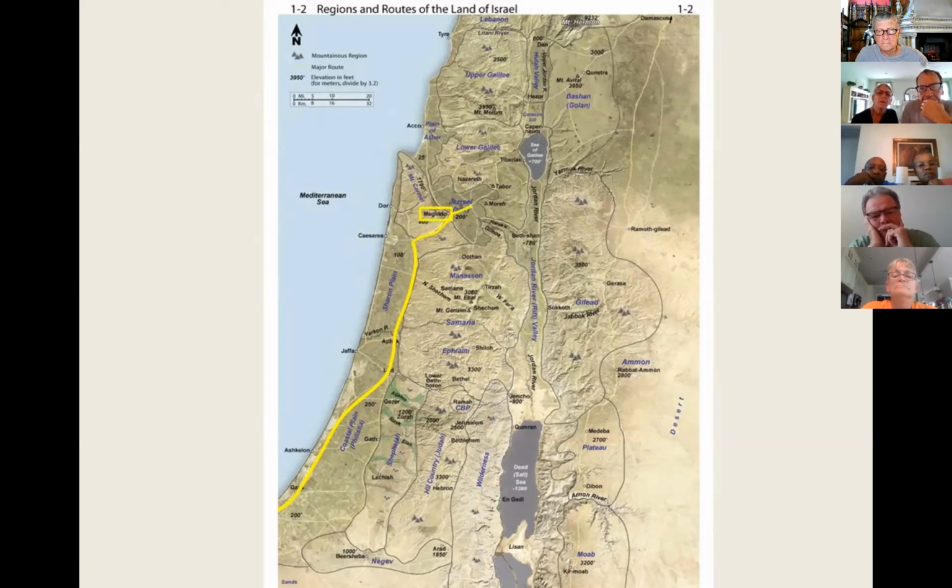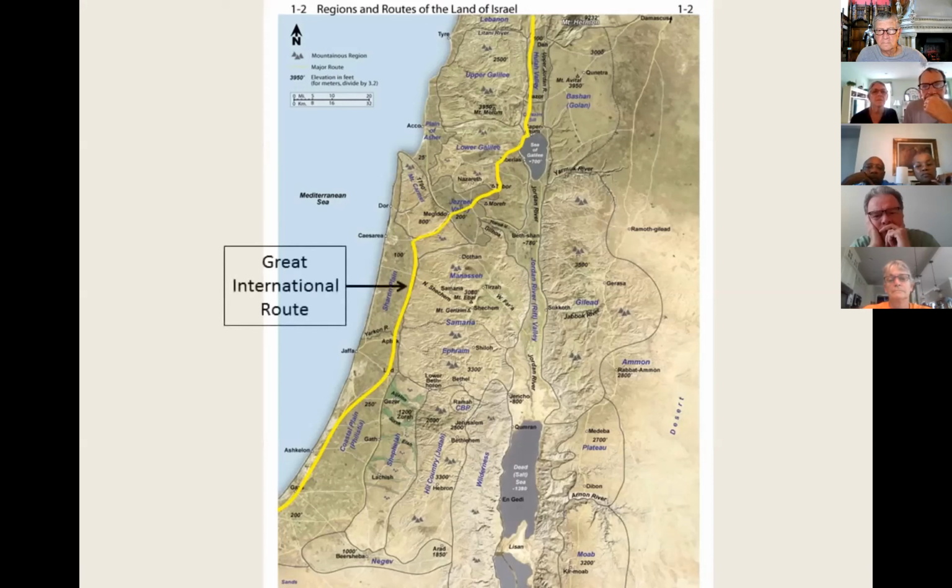Megiddo, a city mentioned in both the Old and New Testaments, draws its historical significance from the layout of the regions and the routes. From the Jezreel Valley, the route continues down toward the Sea of Galilee and further north off the map. This route, in all of its sections, is known as the Great International Route that connects Egypt and Mesopotamia.